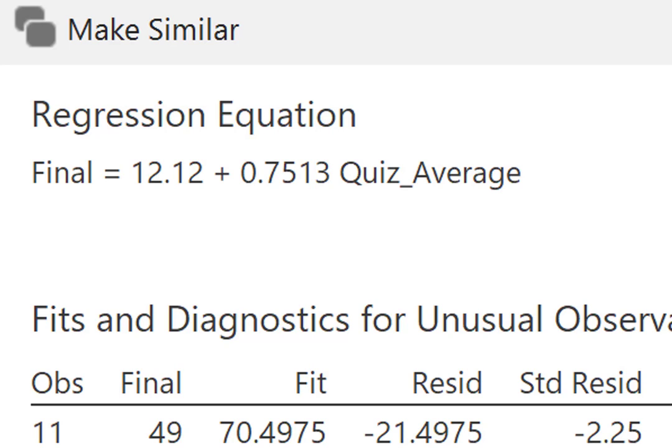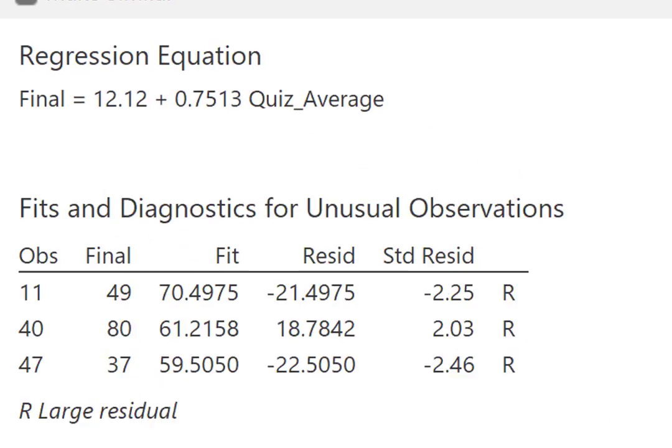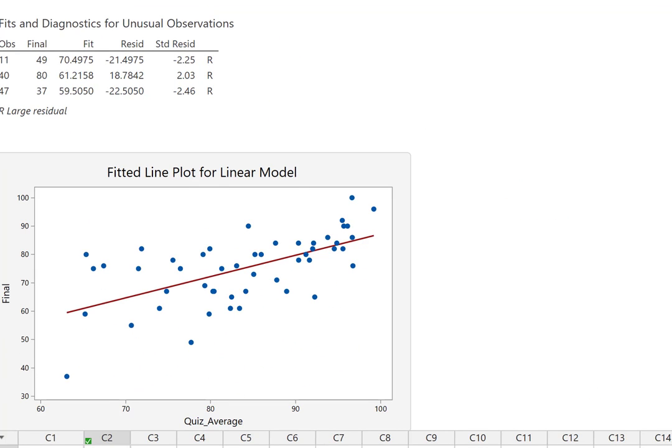For the y-intercept, the value from our regression equation is 12.12. This means that someone with a quiz average of 0 has a predicted final exam score of 12.12. In this particular case, that doesn't mean much. If we look at our scatter plot, we can see that the lowest quiz average was in the 60s.